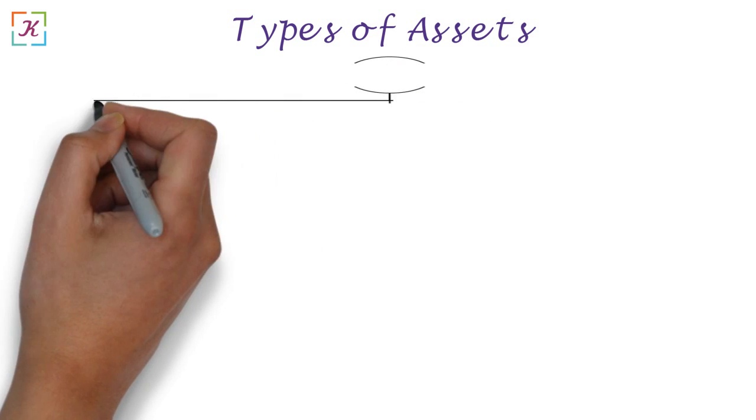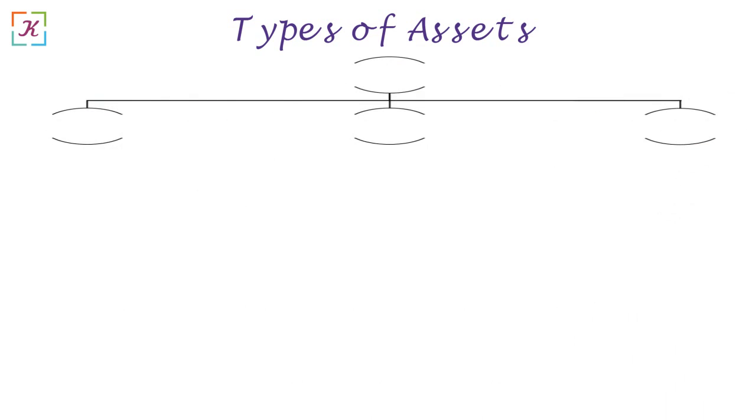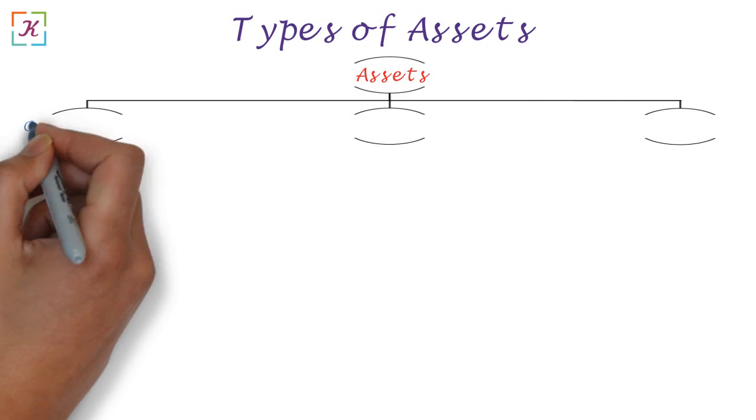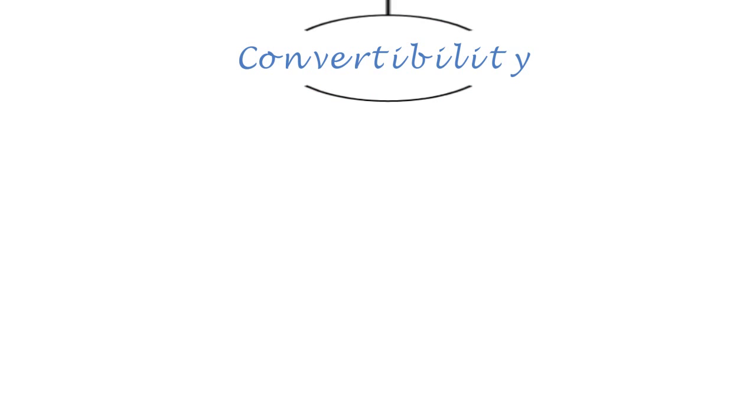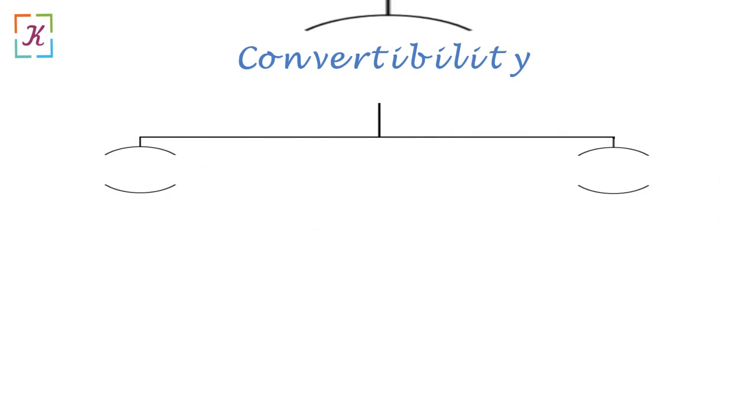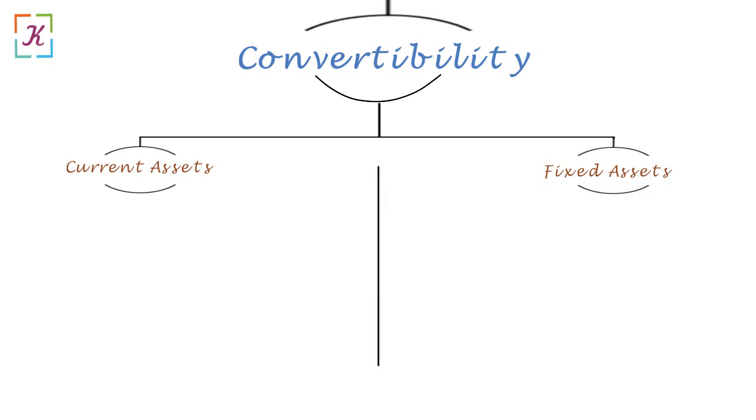Classification of assets. Assets are classified into different types based on their convertibility to cash, use in business or on basis their physical existence. Convertibility. Physical nature. Usage. Convertibility. One way of classification of assets is based on their easy convertibility into cash. According to this classification, total assets are classified either into current assets or fixed assets.